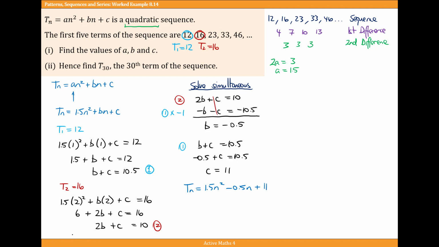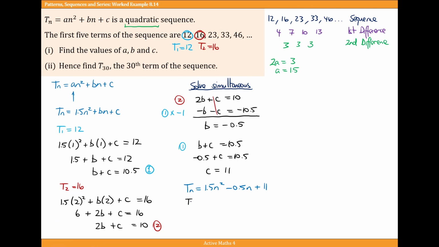Now, when you get your general term, it's a good idea just to test another of the terms in the sequence. We used T1 equals 12 and T2 equals 16. We could have made simultaneous equations out of any of the terms that we had. We could have subbed 3 in for n, for example, and let it equal 23 to get another equation. But we can use this formula now just to test for term 3.